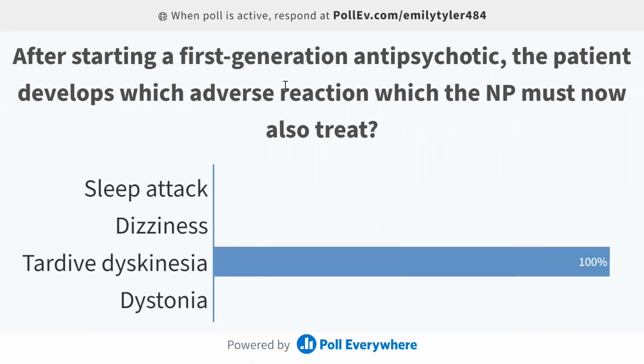You gave your patient a first generation antipsychotic. What adverse reaction will you expect the patient to have that you also now have to treat? We know first generation antipsychotics are going to cause what? Tardive dyskinesia.